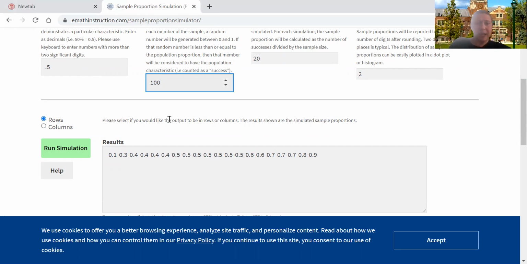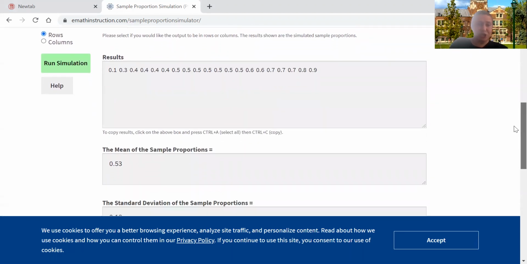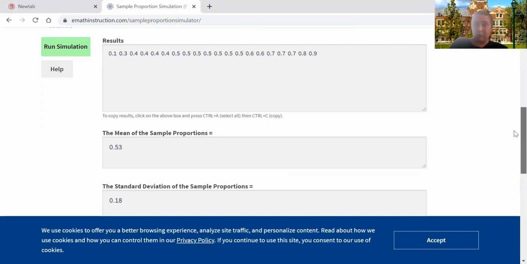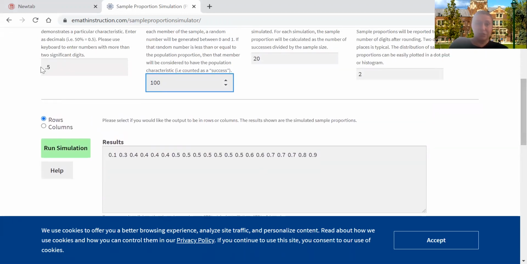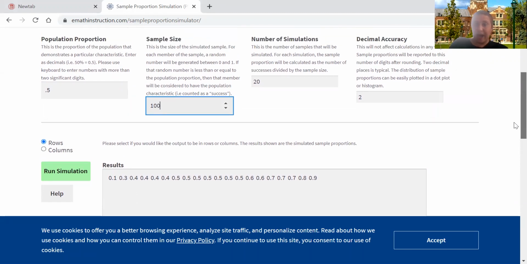So what I'm expecting when I increase the number of times that we're going to carry out the experiment is that my variability will decrease. I'm expecting my standard deviation to go down. And I'm expecting the mean to get closer to the true mean. The true value that I'm expecting to get is 0.5.